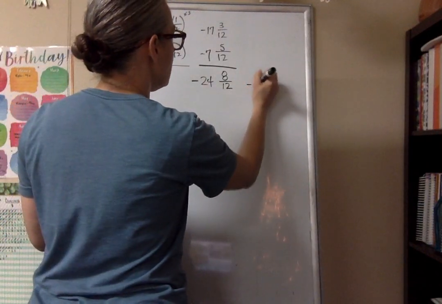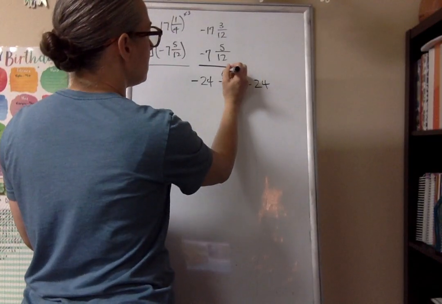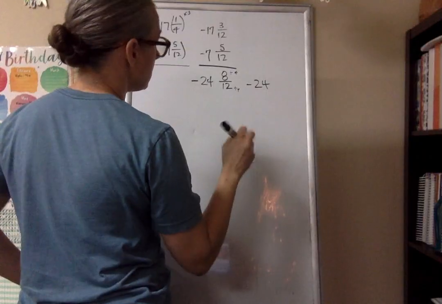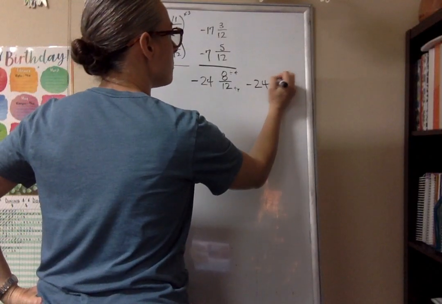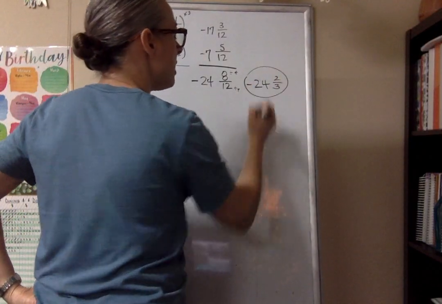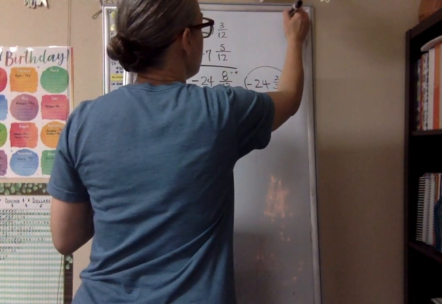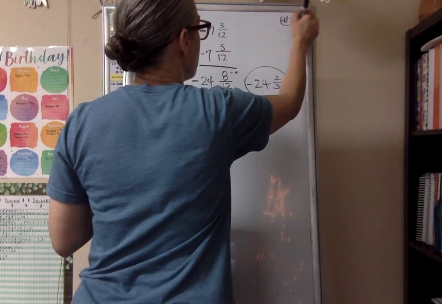And then I want to rename this. I can divide 8 and 12 by 4 and get lowest terms, and I'll end up with negative 24 and 2/3 for my final answer. Again, this was problem number 20.